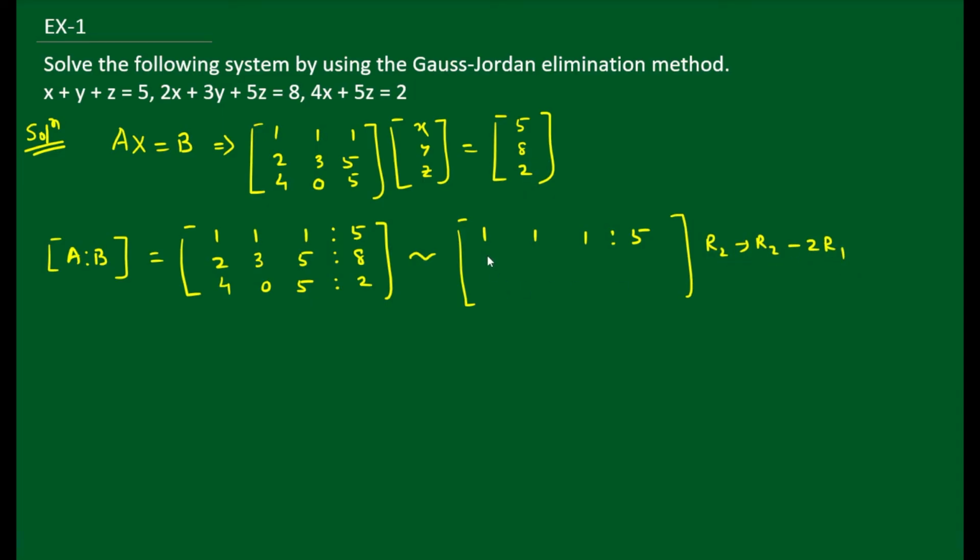Then it will be 0, and 3 minus 2 into 1 is 1, and then 3, and this is minus 2. Now we make this minus 4 zero with the help of 1. So our operation will be R3 goes to R3 minus 4R1. It will become 0, minus 4, 1, and this is 2 minus 4.